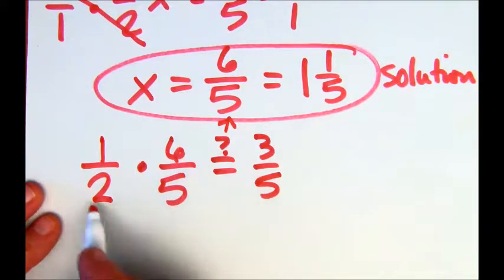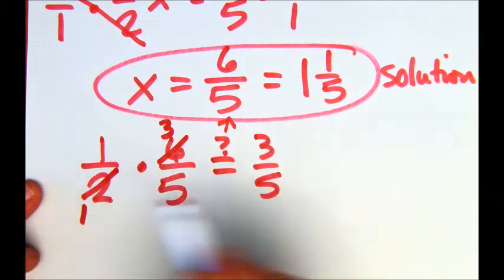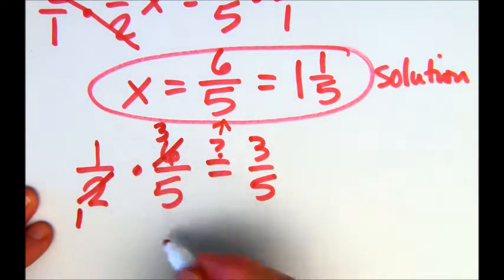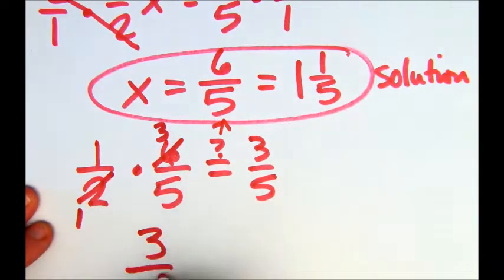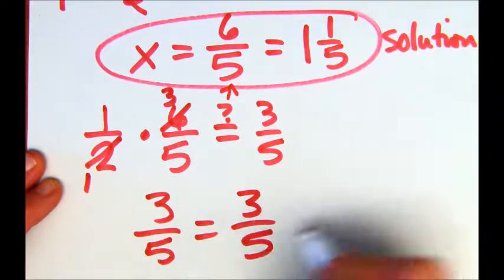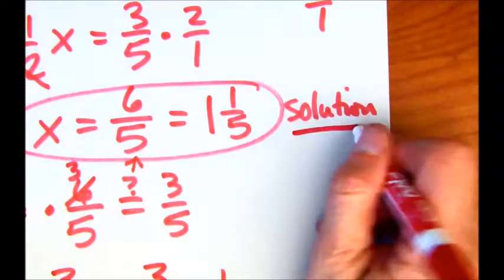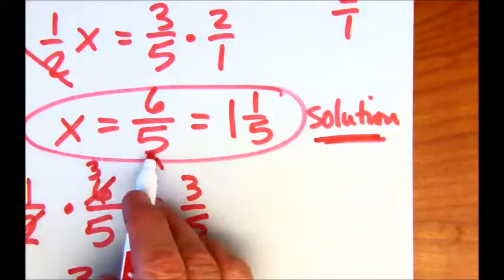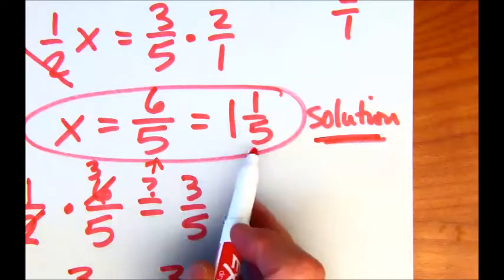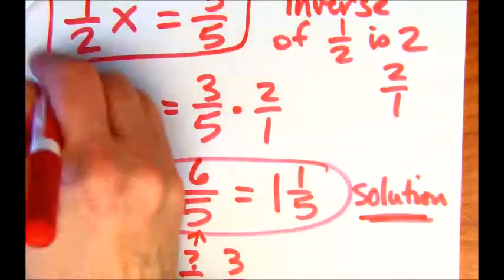I can reduce. 2 goes into 6 3 times. 2 goes into 2 once. 1 times 3 is 3. 1 times 5 is 5. Hey, that's the same thing over here. This is true. So I feel pretty confident that x equals 6/5 or x equals 1 and 1/5 is the solution for this equation.